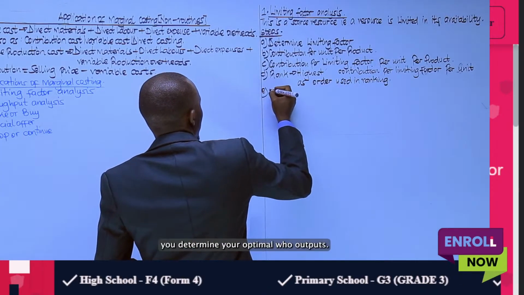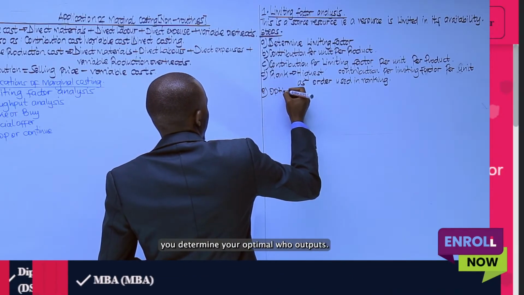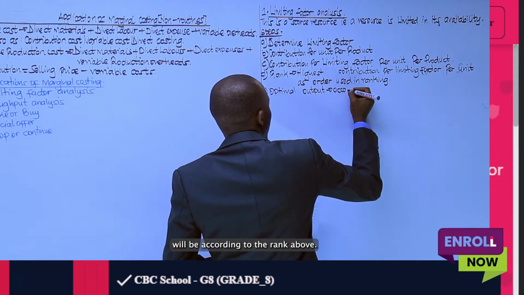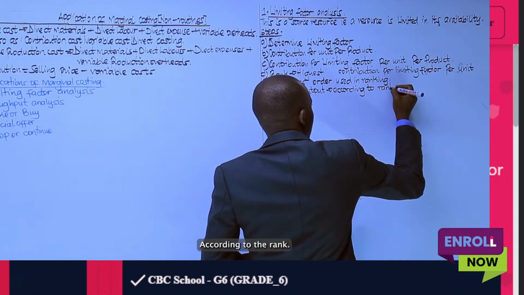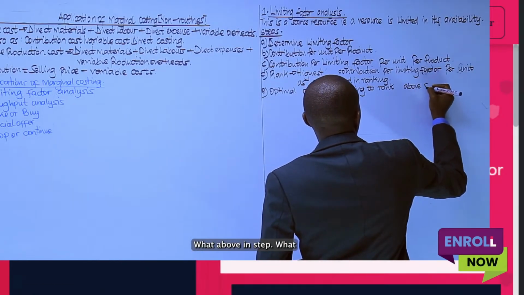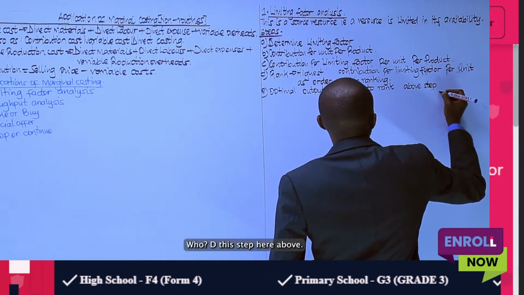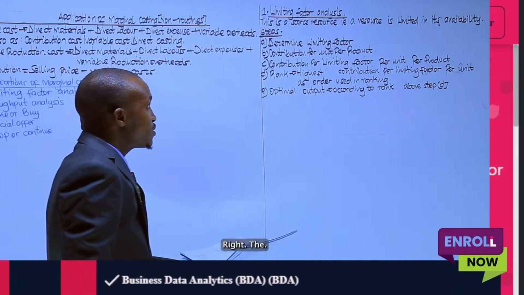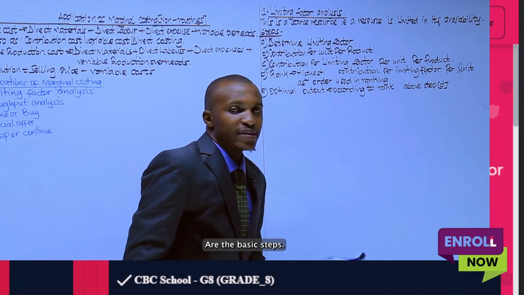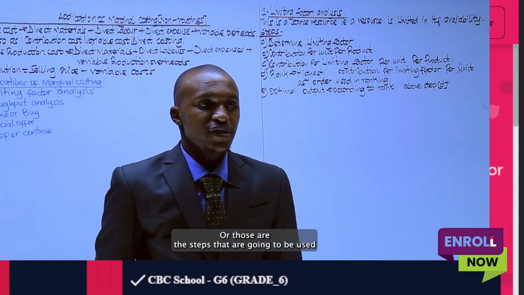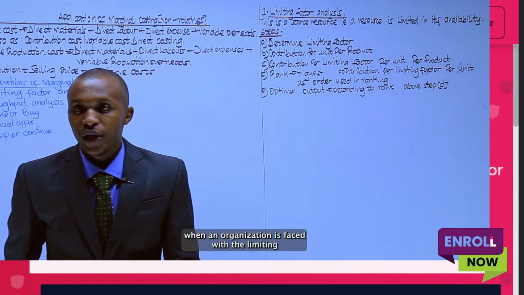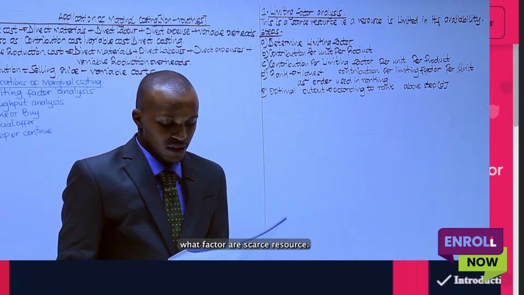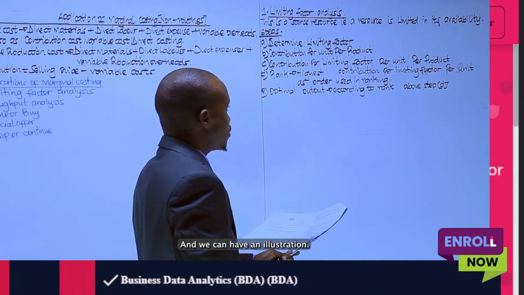Then step number 5, you determine your optimal output. And this optimal output will be according to the rank above, in step 4, this step here above. Those are the steps that are going to be used when an organization is faced with a limiting factor, a scarce resource. And we can have an illustration.